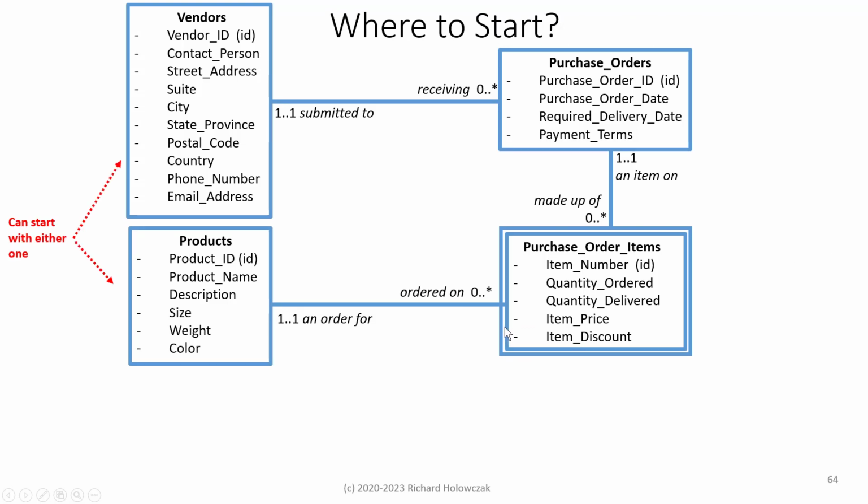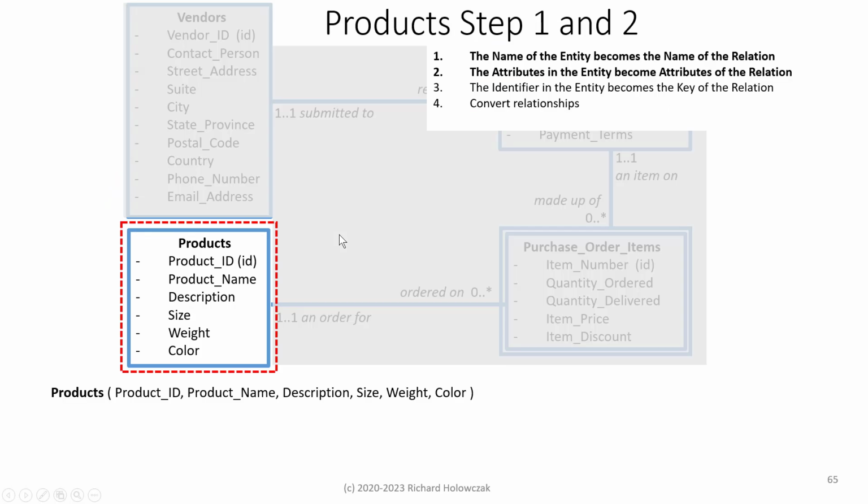First question, as always, is where to start the conversion process. And in this case, both vendor and products are on the one side of one-to-many relationships. So we could actually start with either one. Just for fun, I said let's start off with products. And now we're going to move a little bit more quickly because I think by now, hopefully, you've got the hang of this. You can always pause the video and make sure that you understand each of the steps.